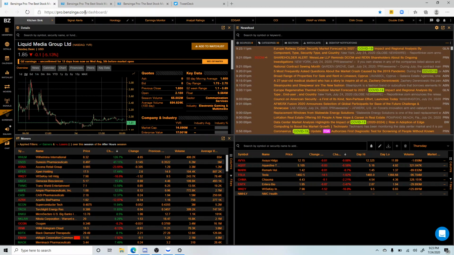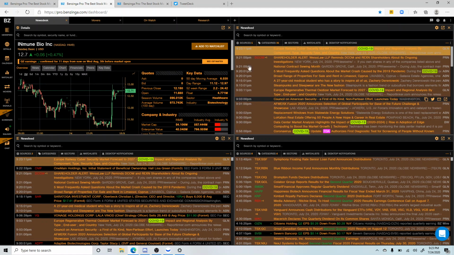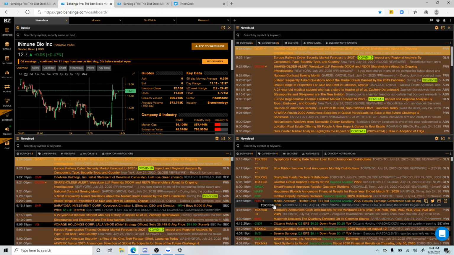So anyway, I kind of wanted to show how I set it up now. I think it's really useful to separate the news feed like that. You actually get everything you want to get, and to me, it's easier to read. It's easier to catch stuff.